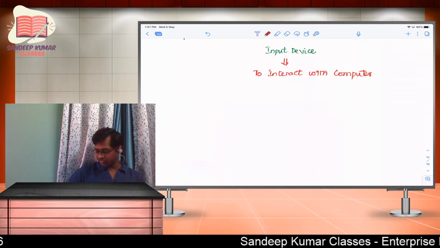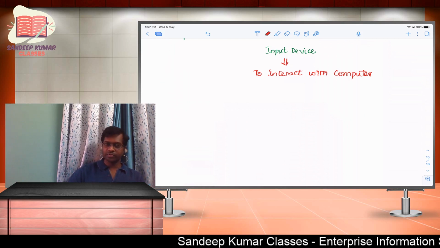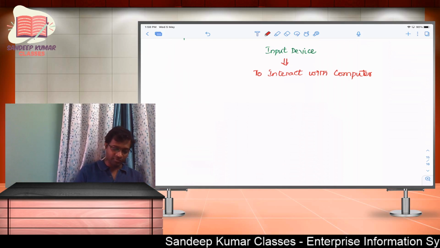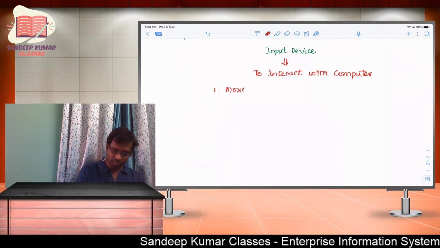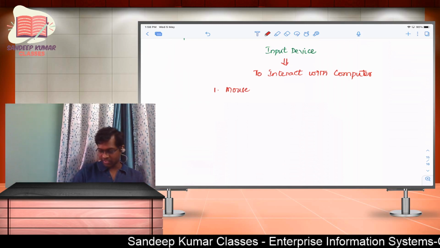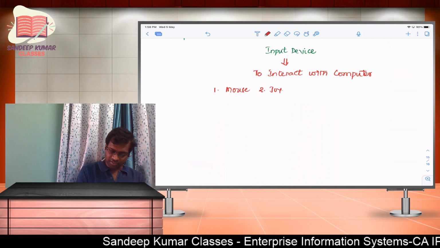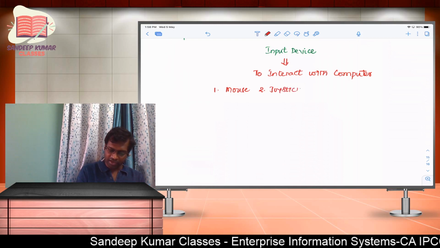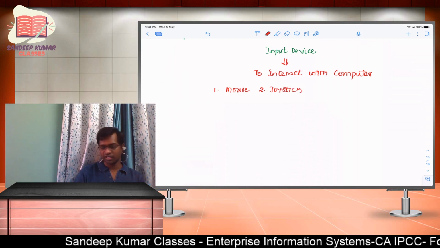So why do we require input devices? Input devices are required to interact with a computer. Now, what are the different types of input devices? Mouse is an input device. That's the first example. The second example is a joystick. When you play a game, you have this joystick. So joysticks are also called input devices.